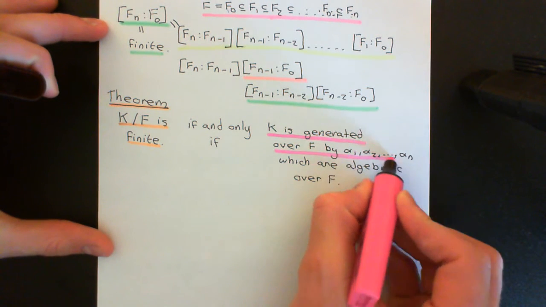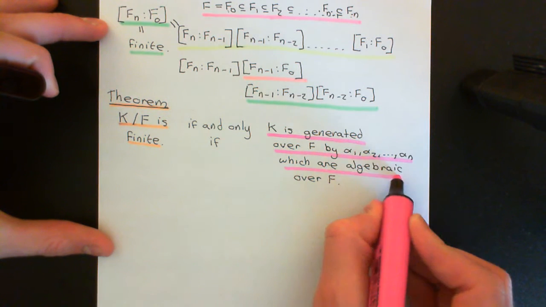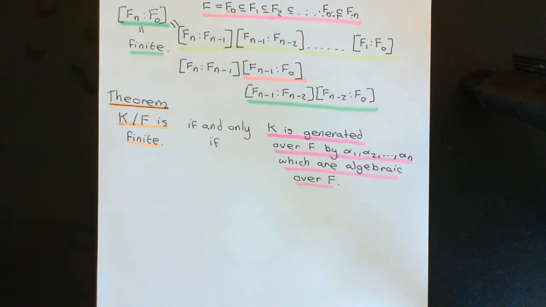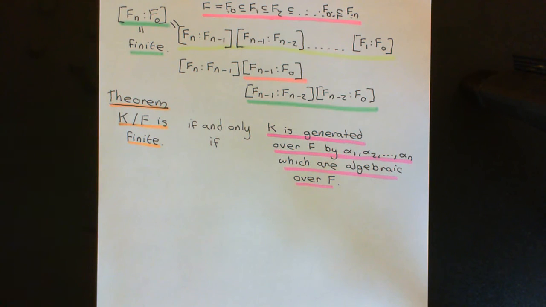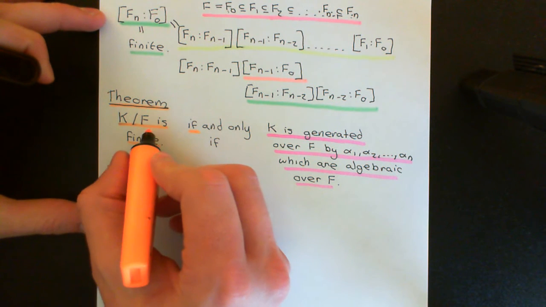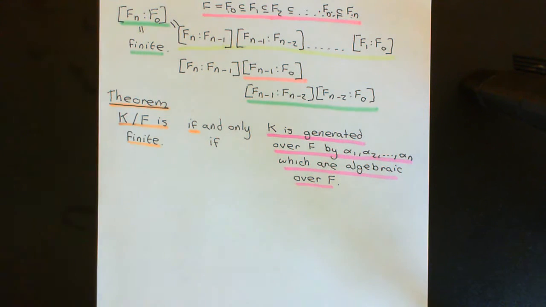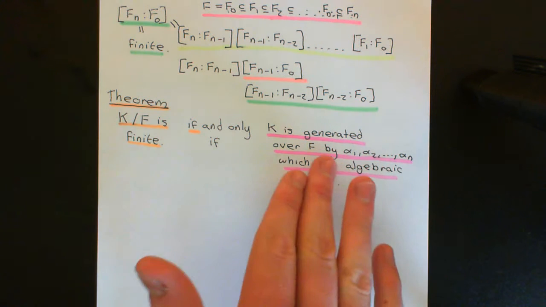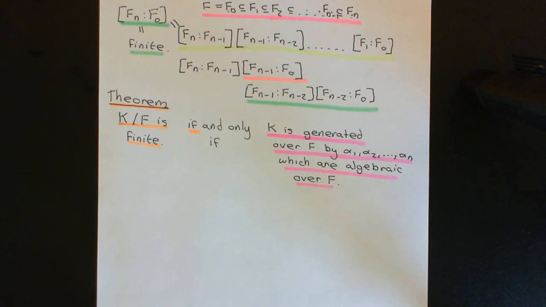We want to prove that these two statements are utterly equivalent to one another. And we've already done one way round. We've already done the if. We've already shown that K, which is a field extension of F, is going to be finite if K is generated over F by a finite number of elements which are algebraic over F. We've shown that if you do indeed have a finitely generated field extension of F, it will be finite over F. So that's absolutely fine.